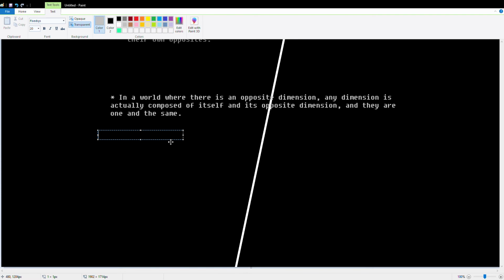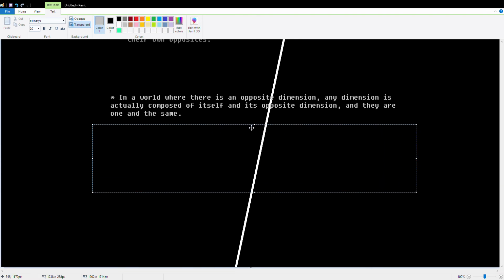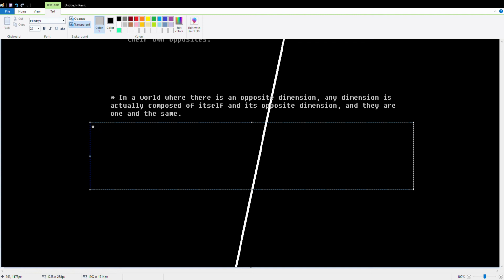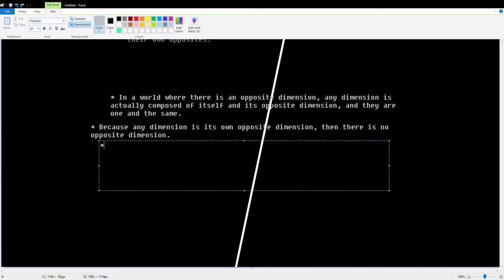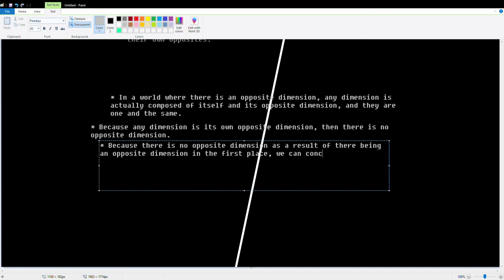Now this means that because any dimension is its own opposite dimension, then there is no opposite dimension. Now, because there is no opposite dimension, as a result of there being an opposite dimension in the first place, we can conclude that there is no opposite dimension.